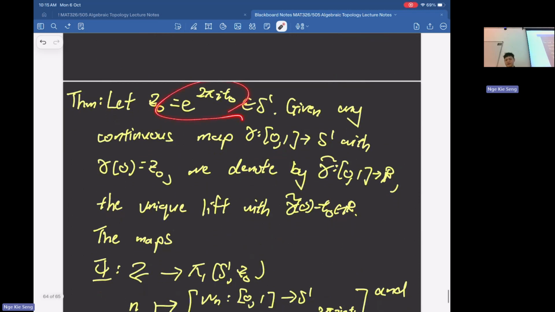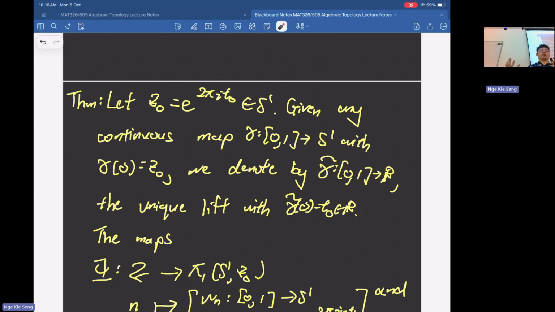So z naught here has a specific parameterization. We call it e to the 2 pi i t naught. Okay, we just fix one. So this t naught is very special. We don't simply pick t naught. This t naught here has gone to the left. So given any map to X1, your lift should start at the t naught.